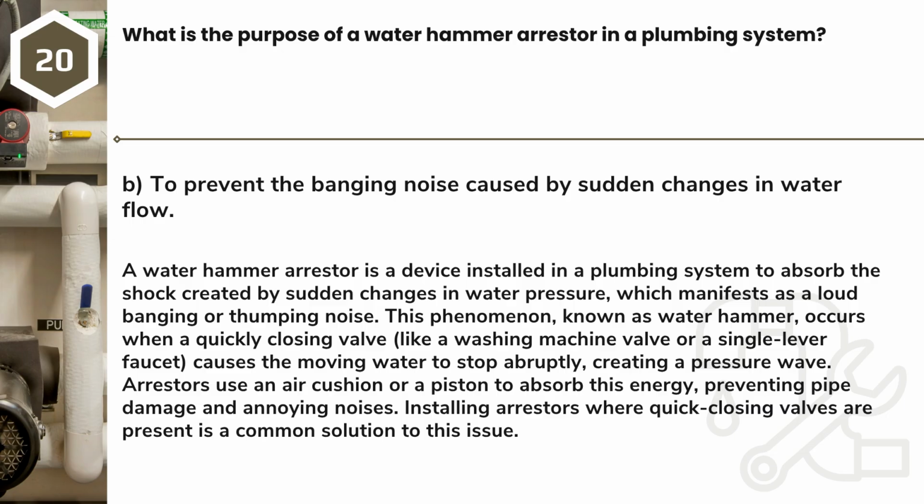This phenomenon, known as water hammer, occurs when a quickly closing valve, like a washing machine valve or a single lever faucet, causes the moving water to stop abruptly, creating a pressure wave. Arrestors use an air cushion or a piston to absorb this energy, preventing pipe damage and annoying noises. Installing arrestors where quick closing valves are present is a common solution to this issue.